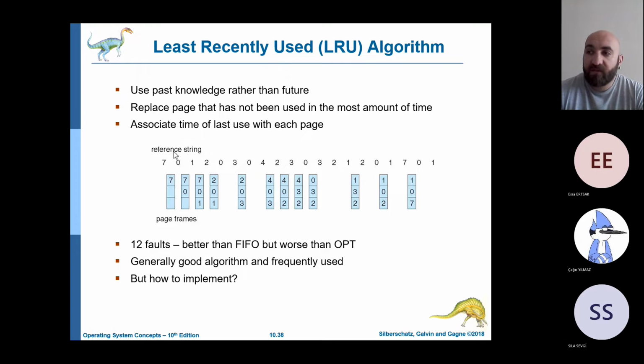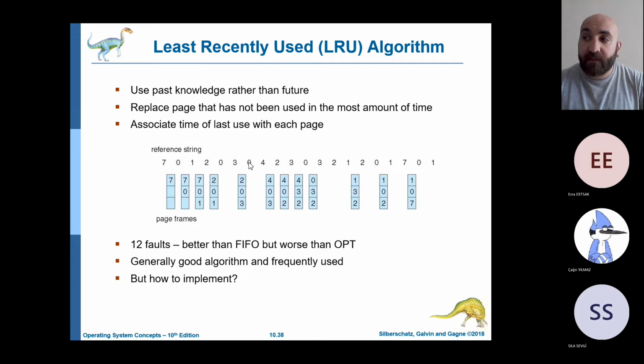So instead of just checking the time, if you use the first in first out algorithm, you are going to just check the time of that page in your memory. But here we are going to check the least recently used. Okay, let's check again. We have 2, 0, and 3, and we want to bring in the 4. So we have to choose a victim.